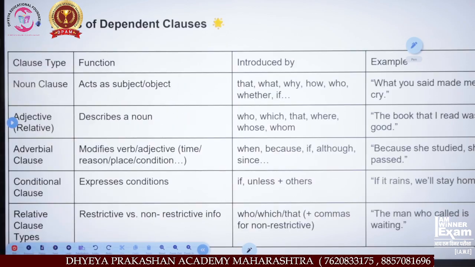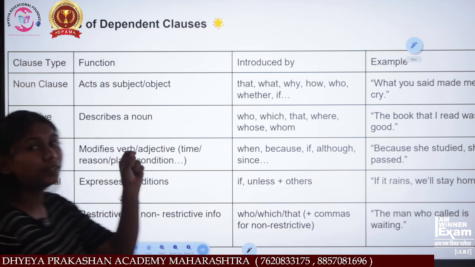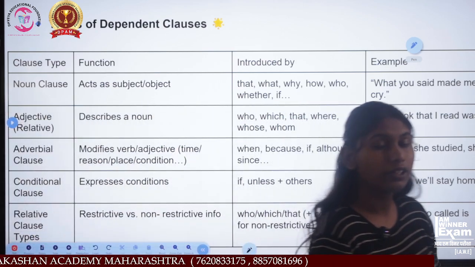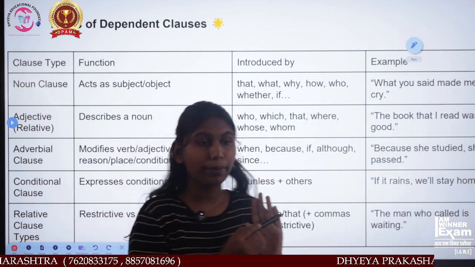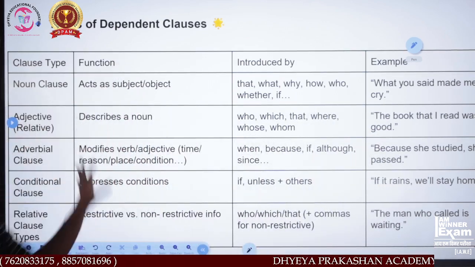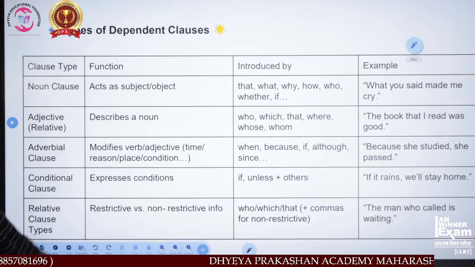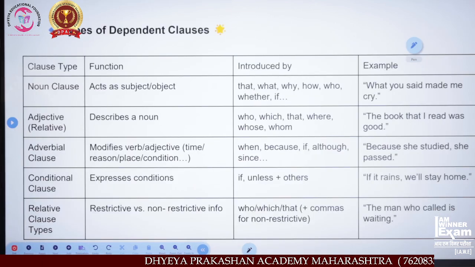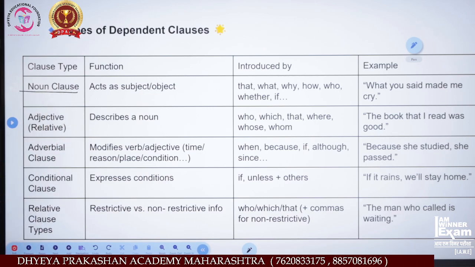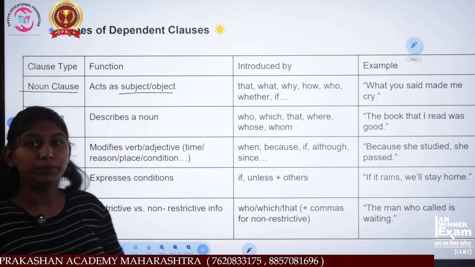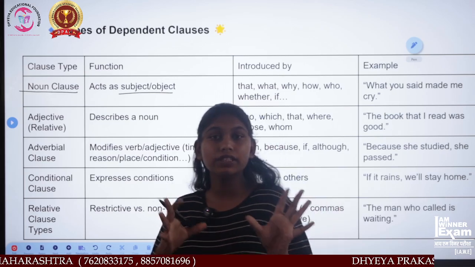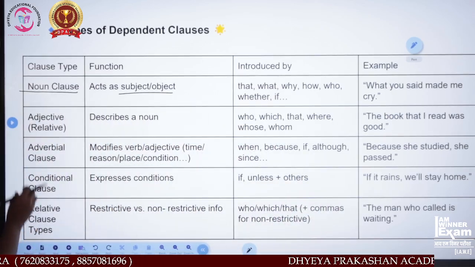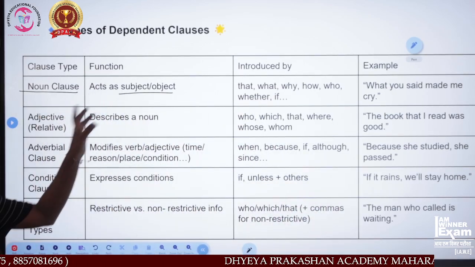Now these are the types of dependent clause. There are two main types of clause, independent and dependent, and these are the types of dependent clause. First is the noun clause. It acts as a subject or object. Noun means any kind of name, and its function is to act as subject or object.